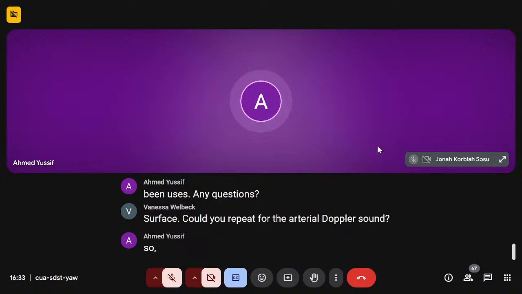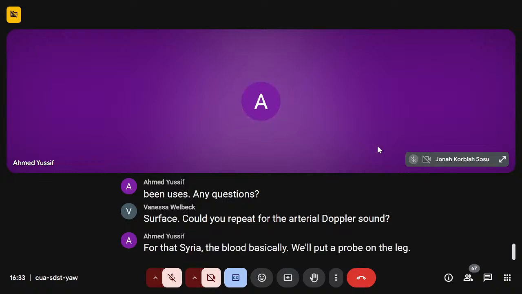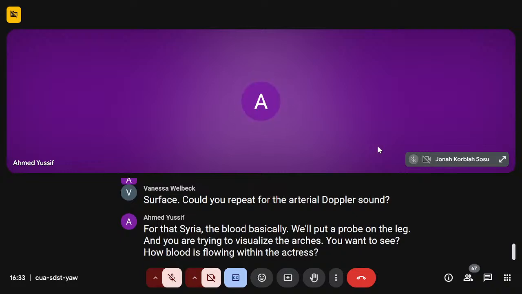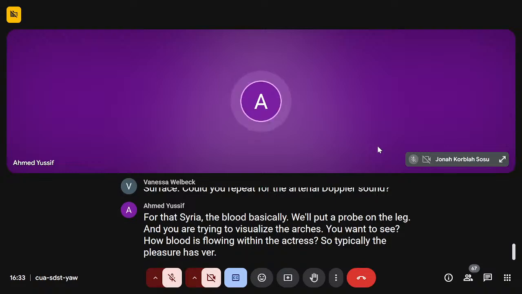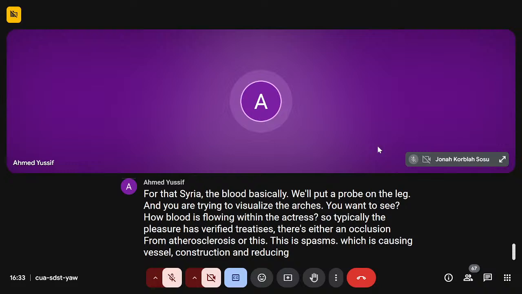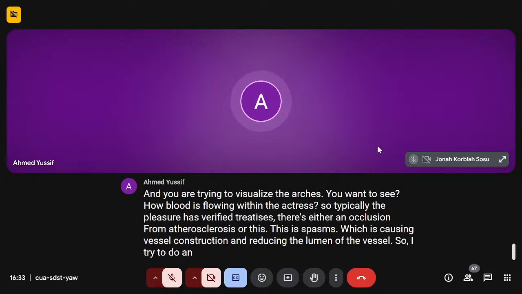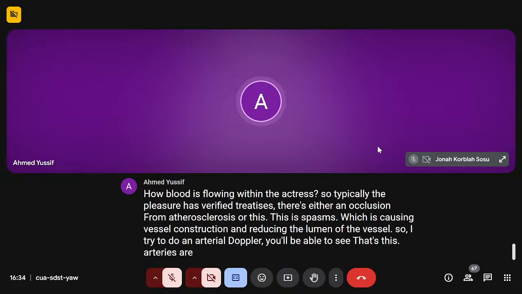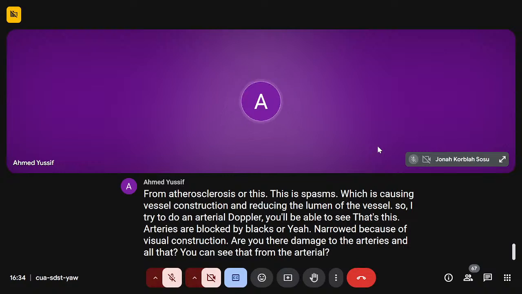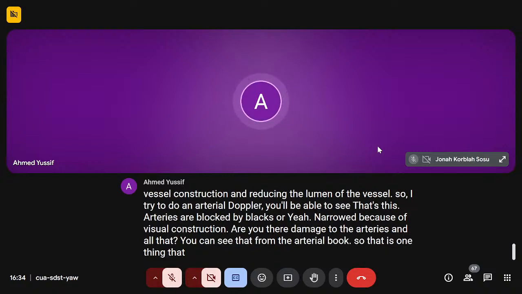For the arterial Doppler, you put a probe on the leg and you are trying to visualize the arteries. You want to see how blood is flowing within the arteries. Typically, when the patient has peripheral artery disease, there's either an occlusion from atherosclerosis or vasospasms, which cause vasoconstriction and reduce the lumen of the vessel. So when you do an arterial Doppler, you'll be able to see that these arteries are blocked by plaques or narrowed because of vasoconstriction, or if there's damage to the arteries, you can see that too. So that is one thing you can do to confirm peripheral artery disease.